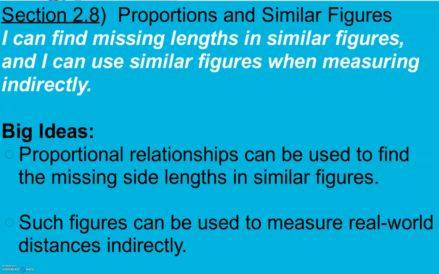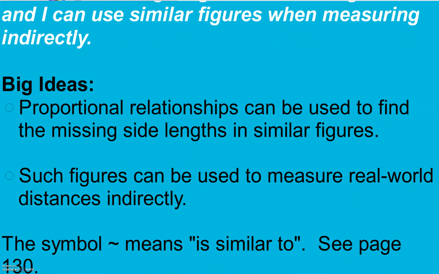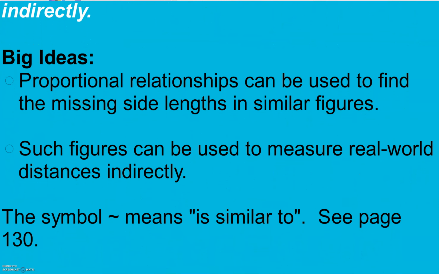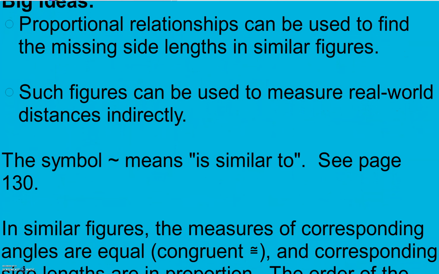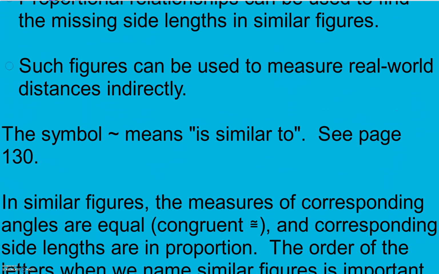Section 2.8 is proportions and similar figures. I can find missing lengths of similar figures, and I can use similar figures when measuring indirectly. Those are our learning targets today and what we're shooting for. Big ideas here: proportional relationships can be used to find the missing side lengths in similar figures. Such figures can be used to measure real-world distances indirectly.